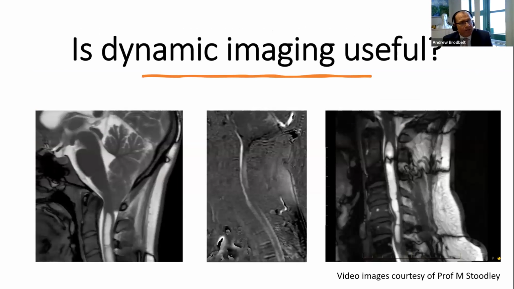I'm afraid my video images won't play today on the system I'm using, and I'm sorry about that, but static or video images of CSF dynamics and movement can help to identify localized webs or CSF blocks, but are not always available in your local center.